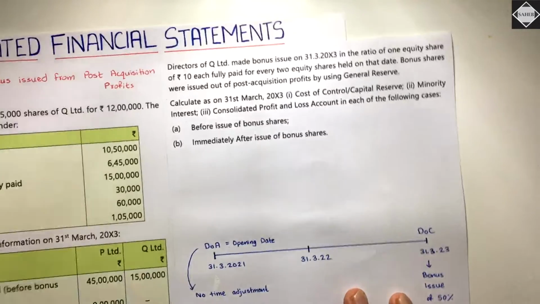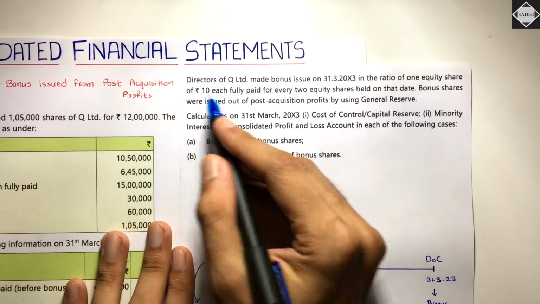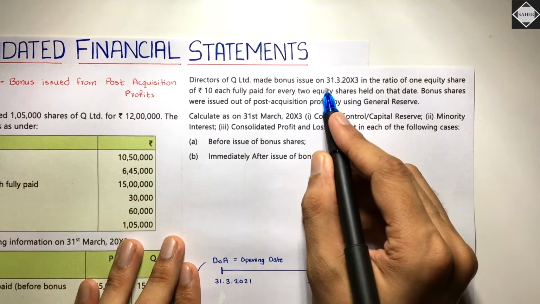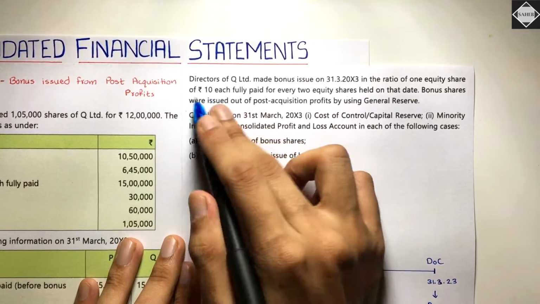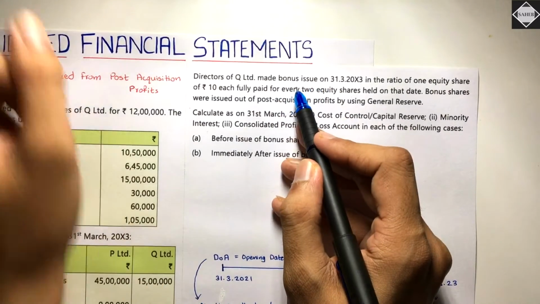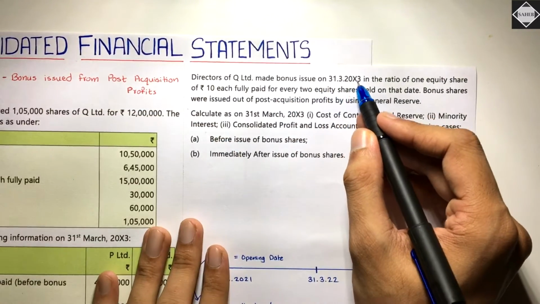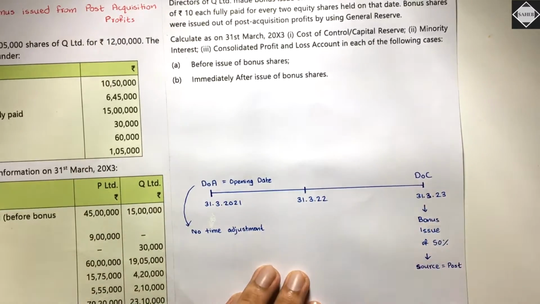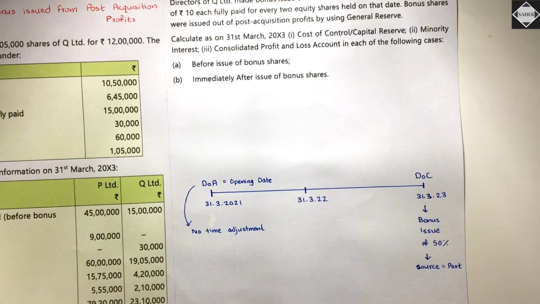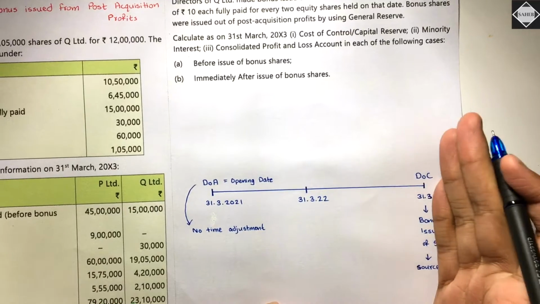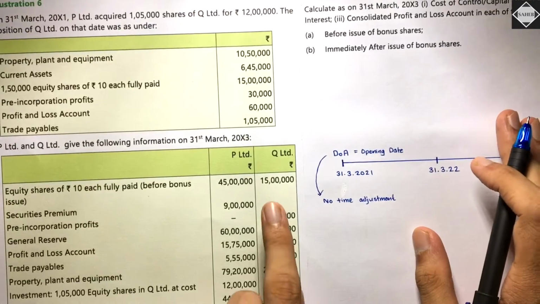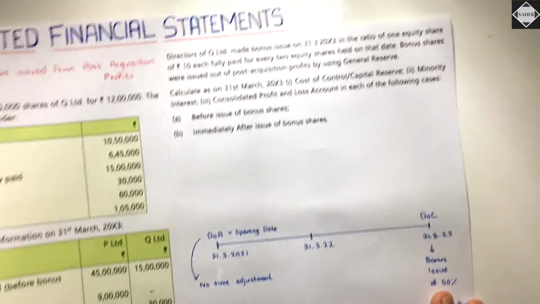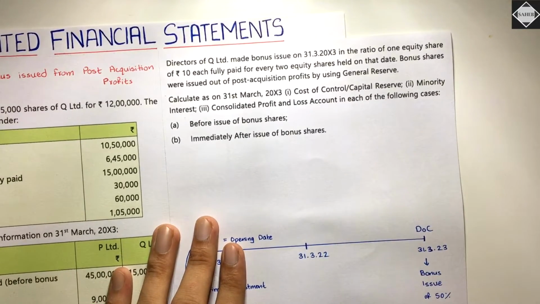Those were the details. See here. Directors of Q Limited, not holding company, this is subsidiary, made bonus issue on 31st March 2023, that is at the end of the year. That is also one of the cases. See, what's happening is the bonus issue happened at the end of the year. That is why it has not been adjusted in the final accounts of the subsidiary company. Okay, that's also kind of a hint.